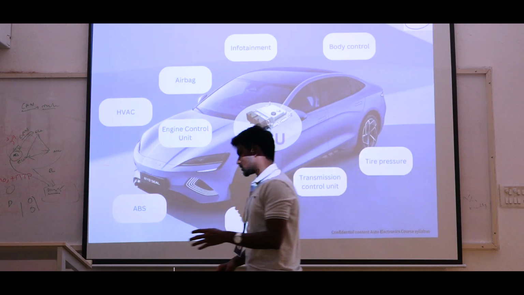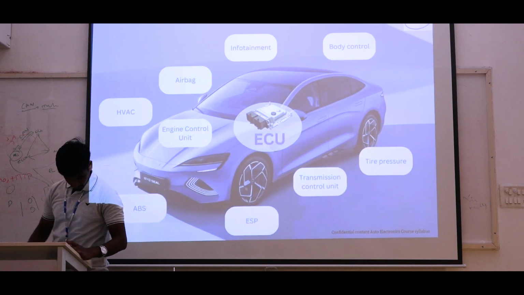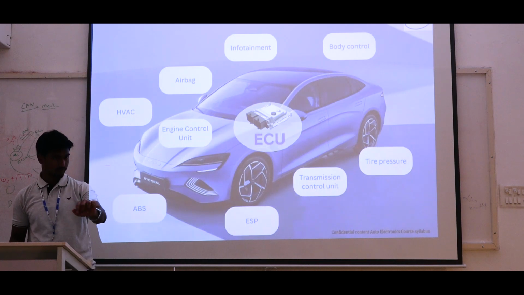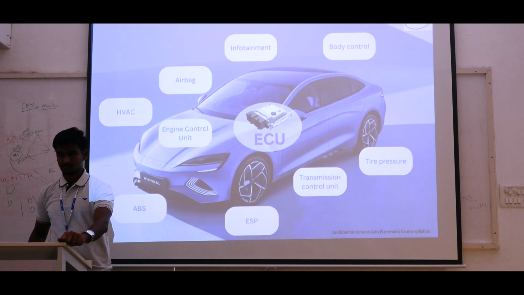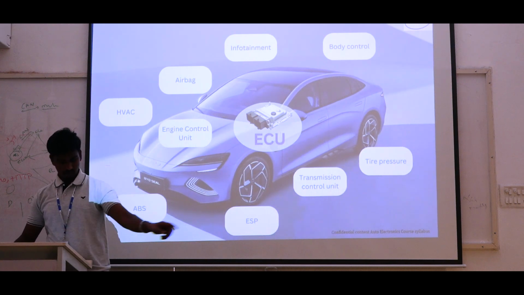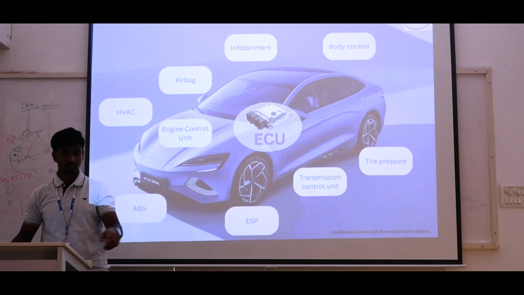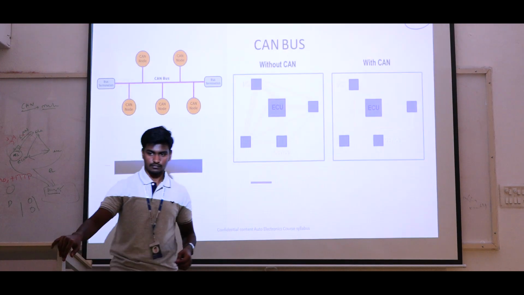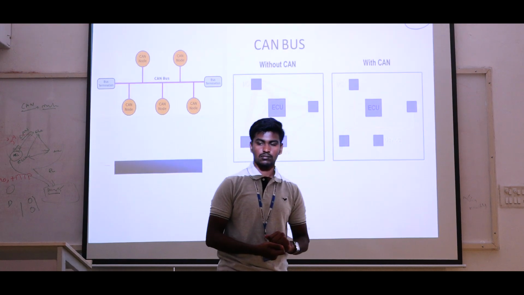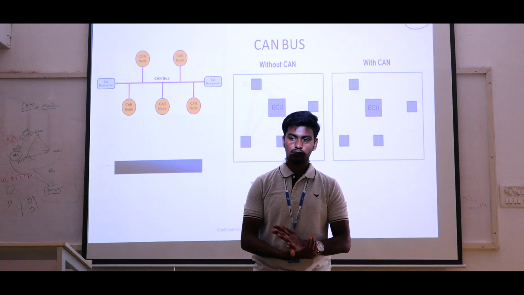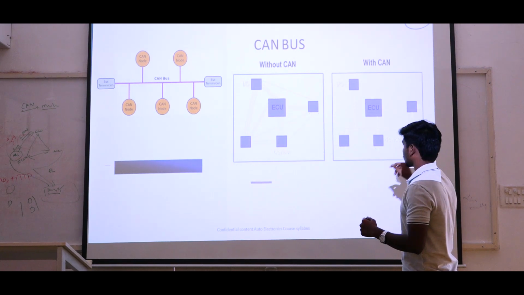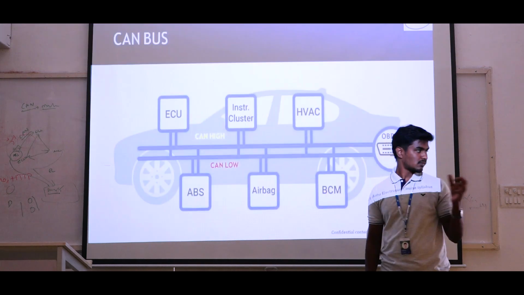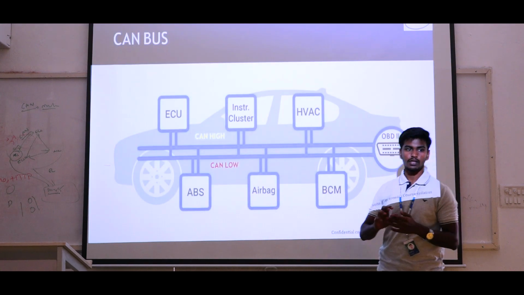So here the concept is, for every system, take one practical scenario. Suppose airbag, for example, if a car hits at high speed. Slide number 8. You take any one scenario with an example. Can you explain how the data will be taken, how the communication happens?